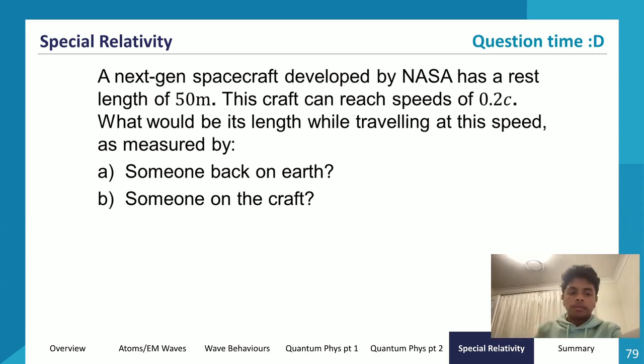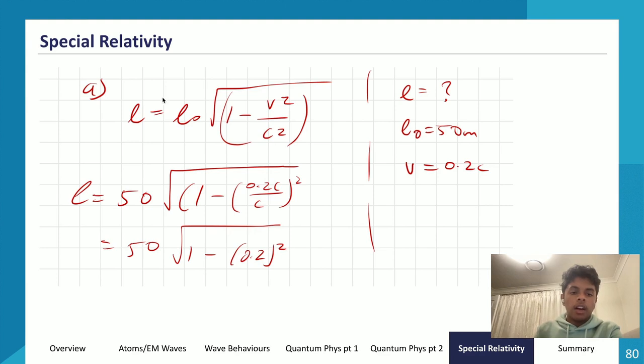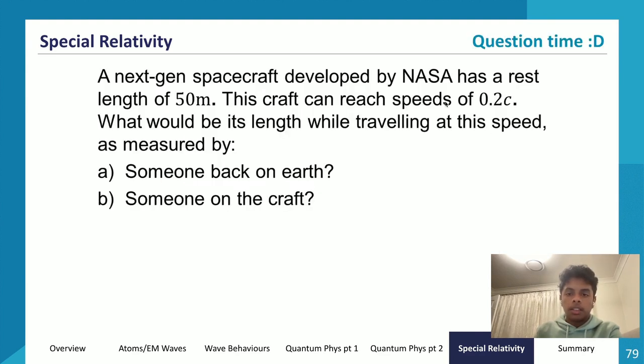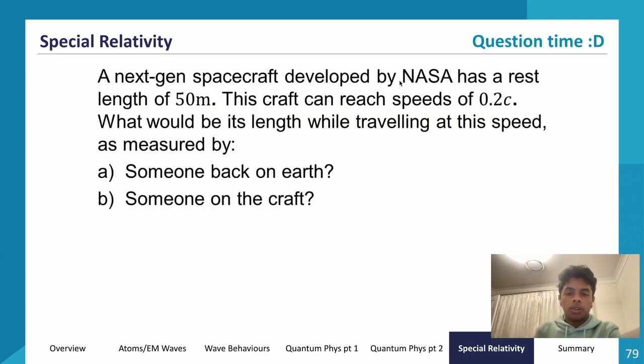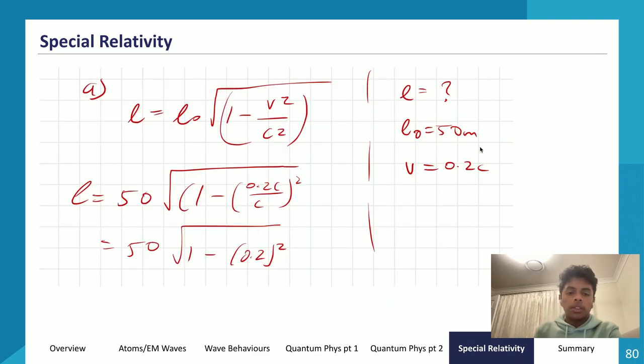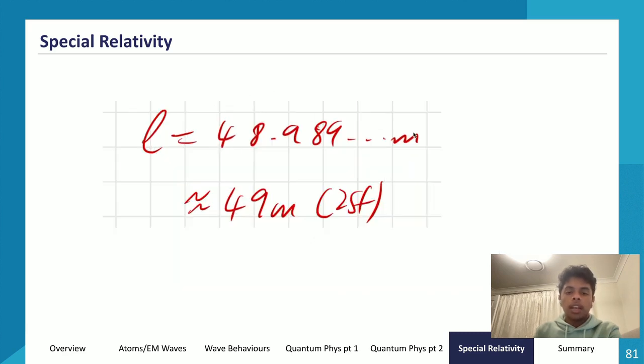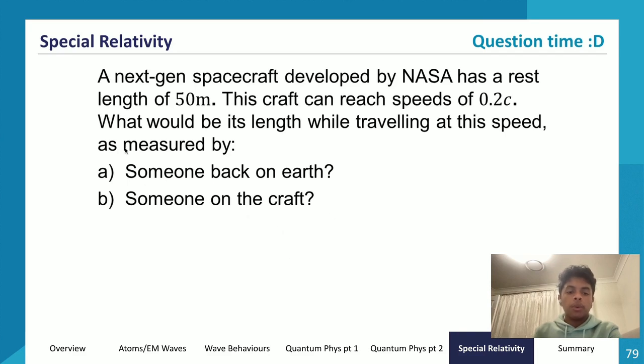So to do part A, we have the equation and we sub in the values. We have a proper length of 50 meters because at rest it has 50 meters, so L naught is 50 meters. My velocity is 0.2 c. Now all I have to do is sub in the values. So I do 50 root 1 minus (0.2 c) squared over c squared, so 50 root 1 minus 0.2 squared, to get a value of 48.989 meters, which is approximately 49 meters to two significant figures. So that's how we do part A.